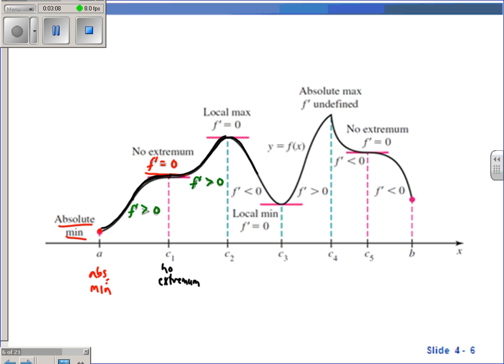Now the function's still going up, and now it's starting to come back down. So in the interval from C1 to C2, it's decreasing. So the function has a positive derivative to the left, a negative derivative to the right because it's decreasing. And if it's increasing and then goes to decreasing, and this is a place where there is a derivative of 0, we have to have a local maximum.